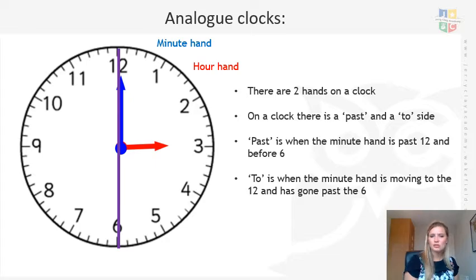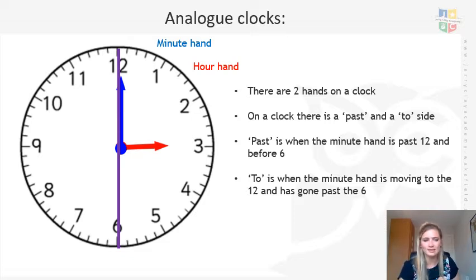Now there are two different sides to the clock. There is past and there is to. The past is when the minute hand, so the minute hand is the blue hand, the longer hand, when the clock is at past, that blue hand, the minute hand, because remember it's not always blue, it could be black, that longer hand is between the 12 up at the top and the 6. Okay, so that's because it's gone past the 12. So we always refer to going past the 12. Okay, so that means it is past.